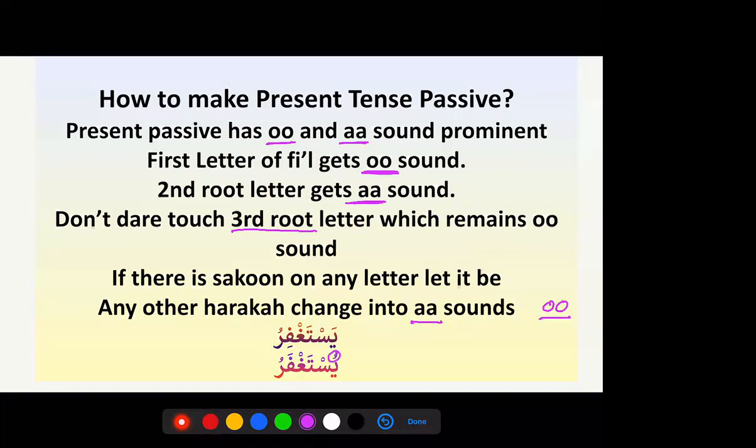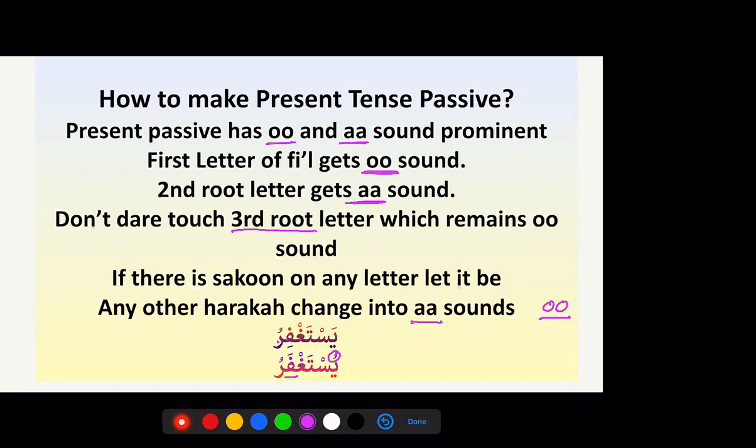Then I'm gonna look for my second root letter. So Ghain, Fa, and Ra. So Fa is my second root letter. I'm gonna give it a sound. So this E sound will change into A sound.